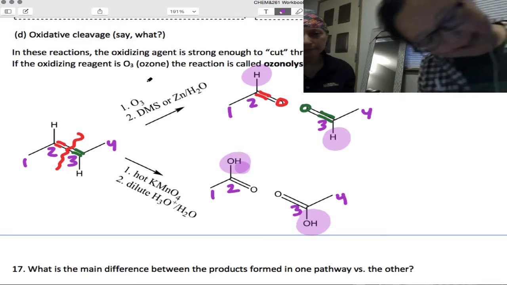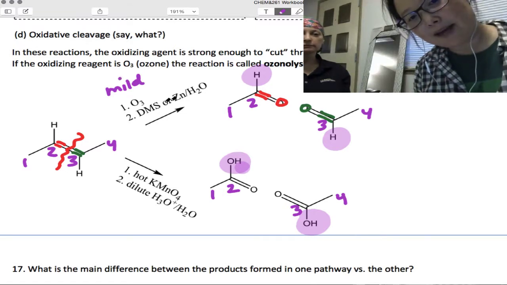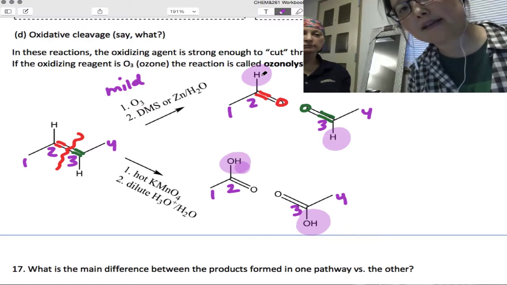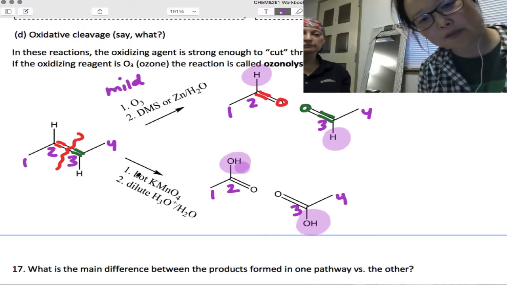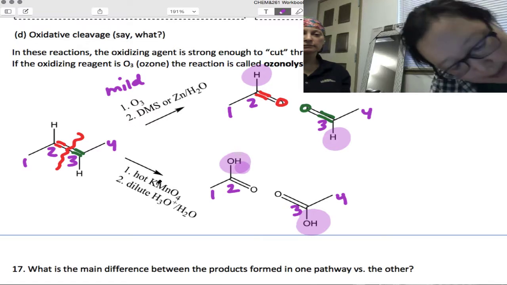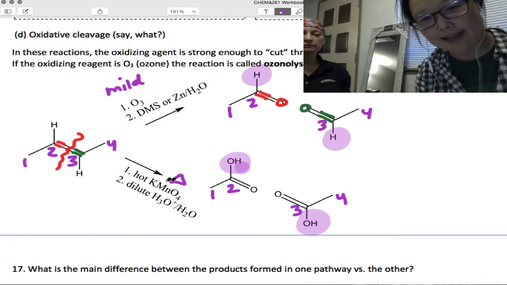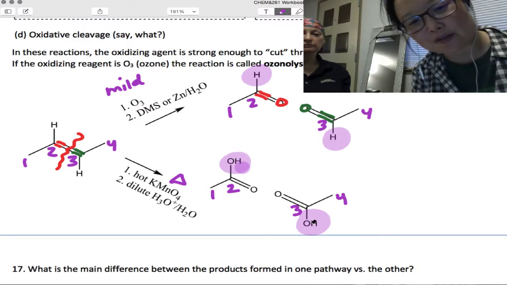With the aldehydes, we're going to have a more mild reaction with the ozone followed by DMS or zinc in water. DMS is dimethyl sulfide. These are reducing agents, so it keeps it at the aldehyde rather than oxidizing fully. Here we have the full oxidation all the way to the carboxylic acid, and that's because we're using strongly oxidizing conditions like hot KMnO4. Sometimes instead of the word hot, we see a delta symbol meaning heat. This is followed by acid workup because we need to protonate these carboxylic acids to neutralize them.